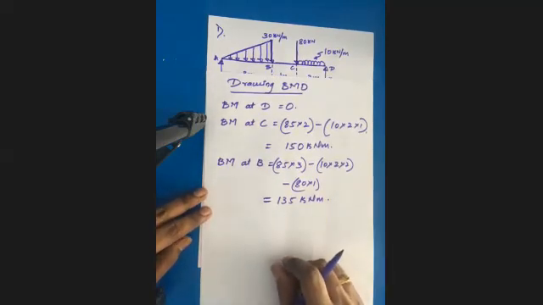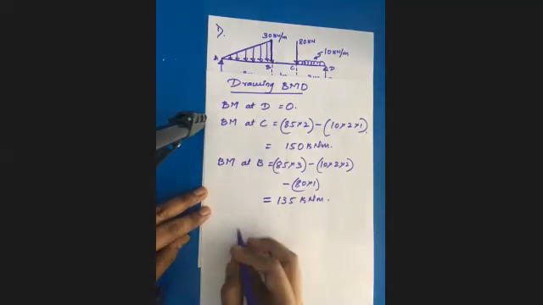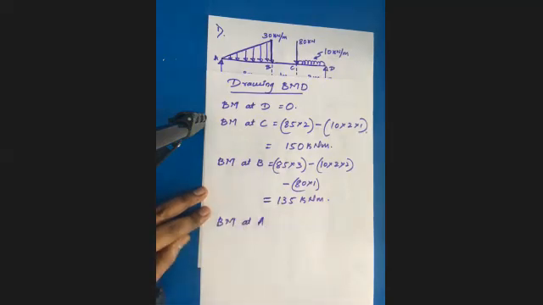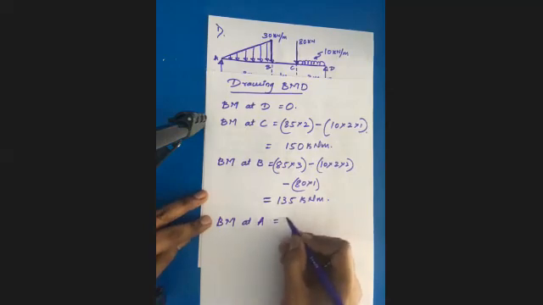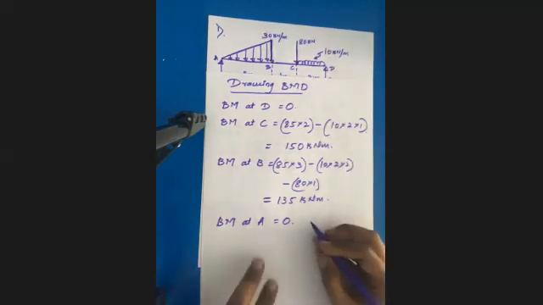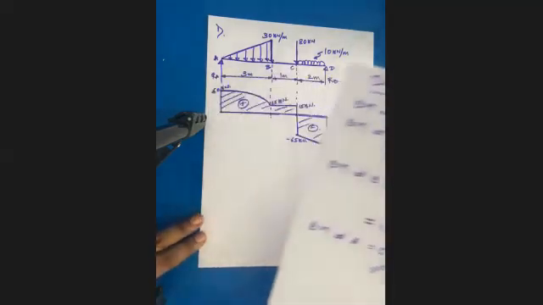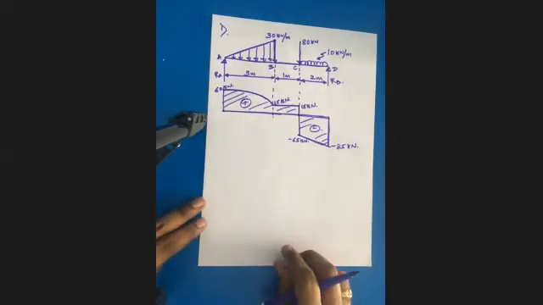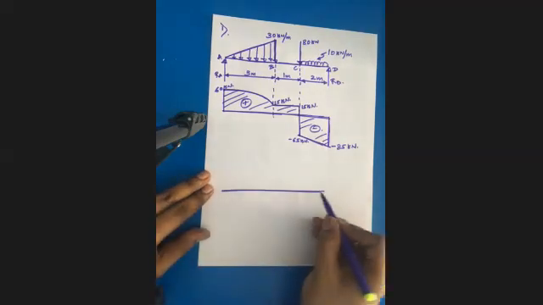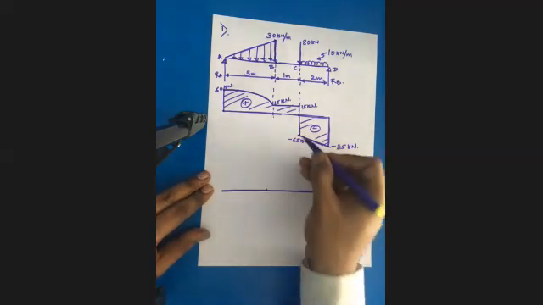And then ultimately, if I find bending moment at A, that will be definitely equal to 0. So these are my bending moment values. So we'll start drawing the bending moment diagram for this. Again, I'll have to draw one datum line, and let these be the points. I'm taking the salient points here.